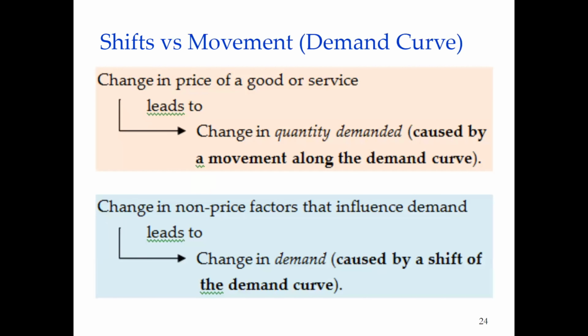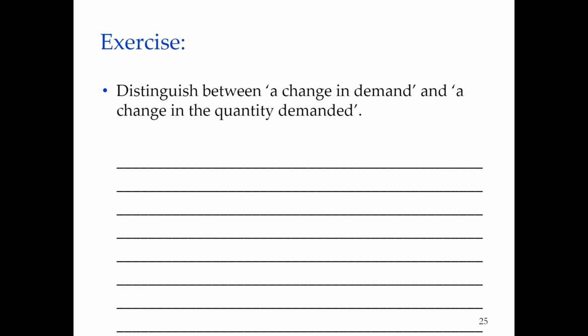Shifts versus movements. Changes in the price of the good lead to a change in the quantity demanded, causing a movement along the demand curve, while changes in the non-price factors that influence demand lead to a change in demand, causing a shift of the demand curve. You guys need to differentiate between the two, because CXC usually asks you to differentiate between the two. And then here's an exercise for you all to do: distinguish between a change in demand and a change in the quantity demanded. Just as an exercise.